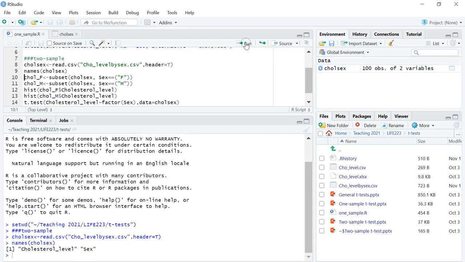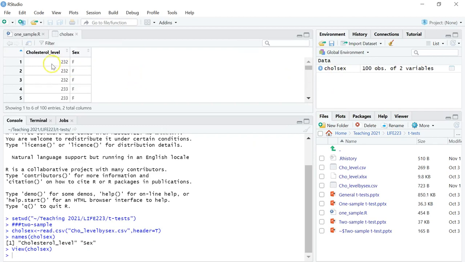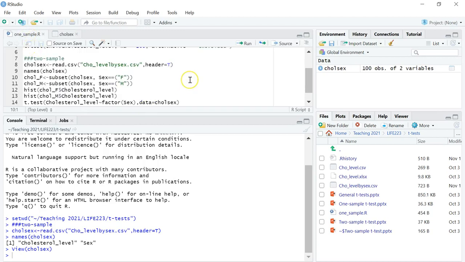And I'm just going to have a look at what these headers are, so cholesterol level and sex. So let's just have a quick look at what that data set looks like. You've got cholesterol level, and then you've got sex, so F for female, M for male. And what we're going to do now, remember, check those assumptions before a t-test. Because they're all in one column, we need to subset those columns to have a look at these separately. Both the female and the male populations need to be normally distributed.